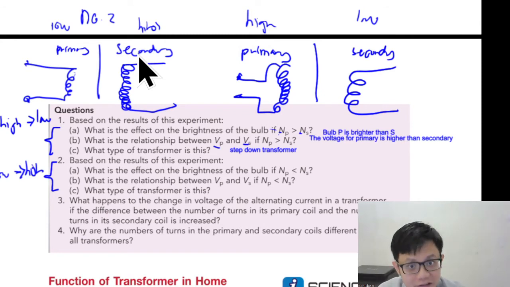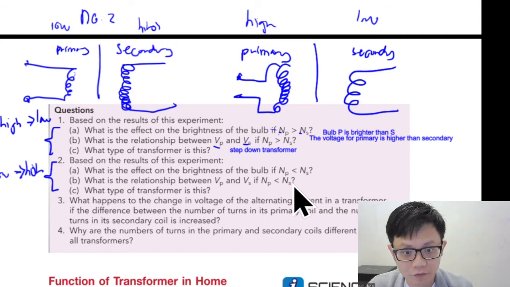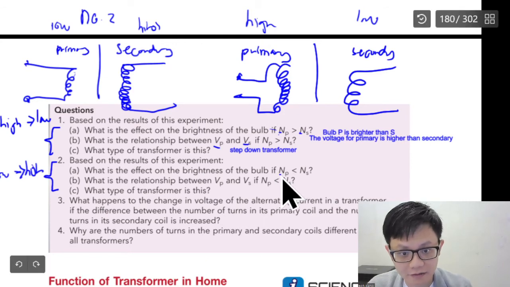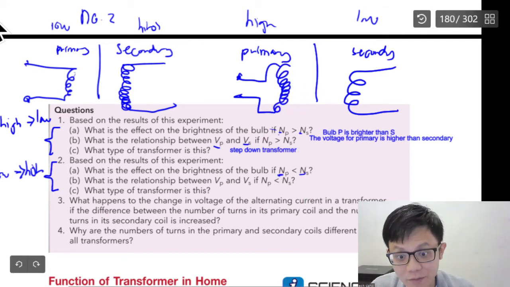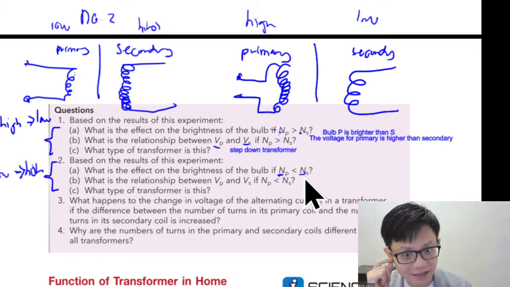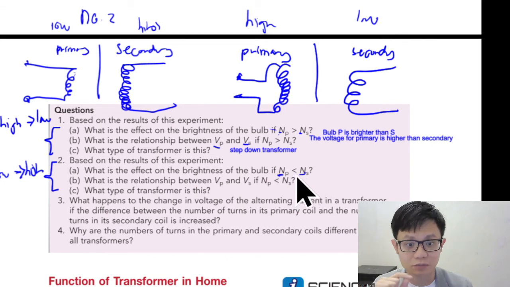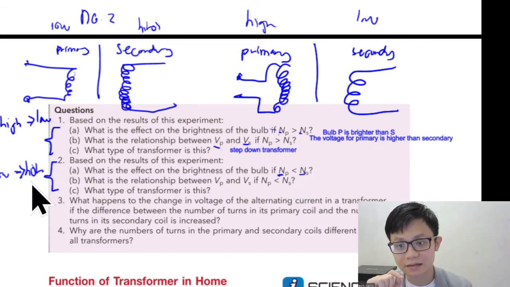We're going to dive into the question. What is the effect on the brightness of this one? They put this one making people confused, not only the students but the teacher also. But never mind, sometimes the question is like that. What is the effect on the brightness if NS is more than NP? It means the secondary is more than the primary, so the brightness of the secondary is more than the primary.